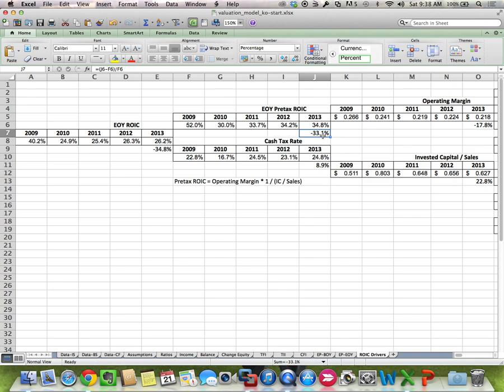Remember, margin times cycle time equals ROIC. So we have our operating margin and we have our cycle time, just not multiplied by 365. So margin times productivity or efficiency equals ROIC. So these two things, here and here, have equal weight in determining the pre-tax ROIC. So what happened to Coke's operating margin over those 5 years? Down.